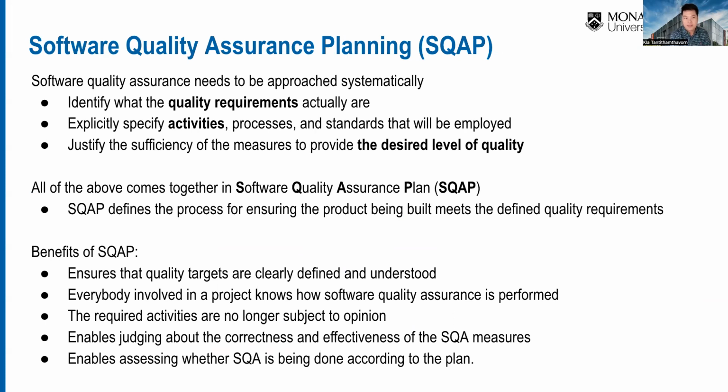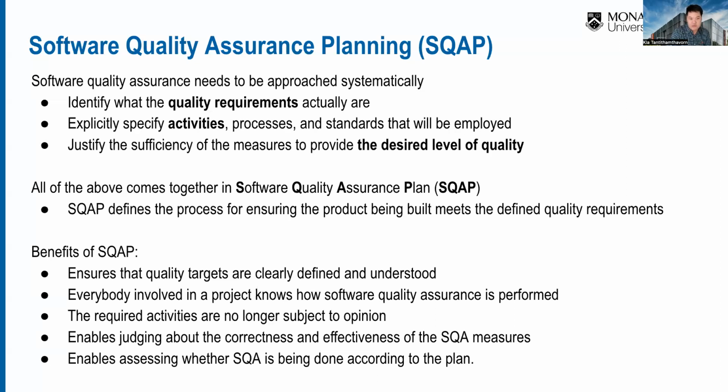Planning, as I mentioned before, the goal is to document the process, right? What are the software quality assurance activities that we want to do? Define the process. And normally we will document what the quality requirements are, what quality attributes we want to consider, what the set of activities, processes, and standards are, and what the desired levels of quality are as well, okay? When we document the process, when we do the SQA planning, it is beneficial to everyone because everything is documented and everyone is on the same page.